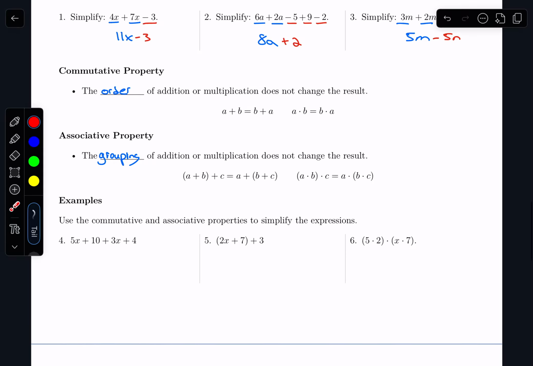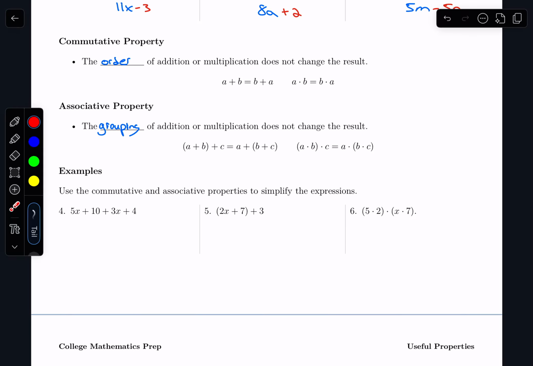So let's go ahead and see it. For these 4, 5, and 6, I'm going to be very explicit and write out these properties. But just know that normally we don't describe that we're using these. We just go ahead and use them automatically. So let me real quick give you an example of what using it automatically would look like. Number 4, we have 5x plus 10 plus 3x plus 4. I would combine 5x and 3x to get 8x, combine 10 and 4 to get 14, and I would be done. That's really all there is to it.